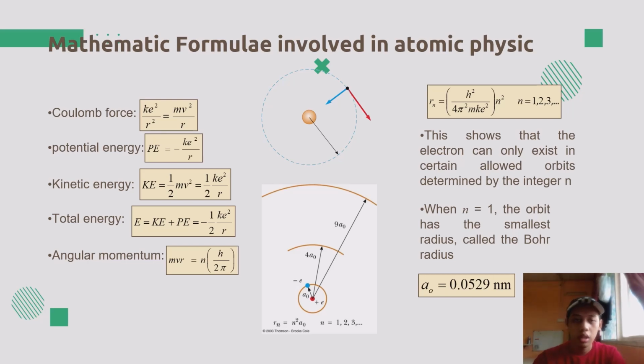So this is some mathematical formula that is involved in this atomic physics, and when we see this formula, it shows that the electron can only exist in certain allowed orbits determined by the integer, which is n equal to 1, 2, 3, and so on. And when n is equal to 1, the orbit has the smallest radius, called the Bohr radius, and the radius is 0.0529 nanometer.